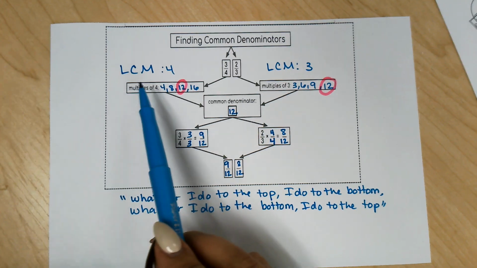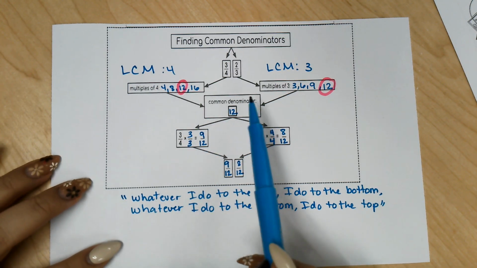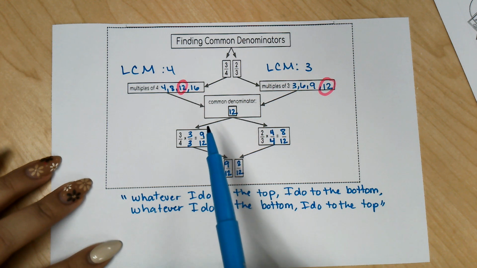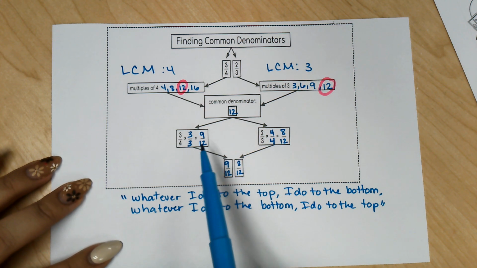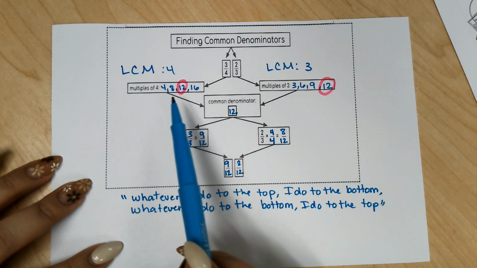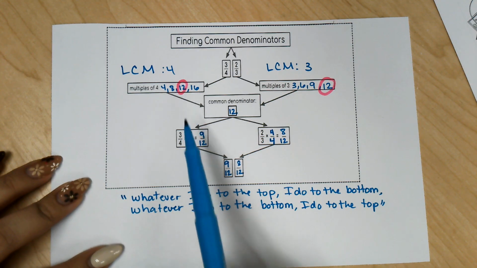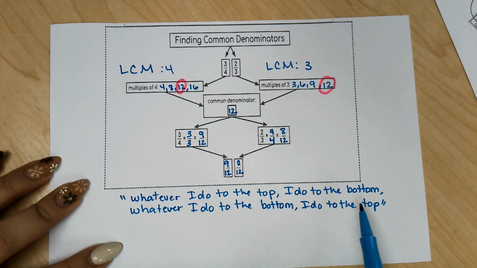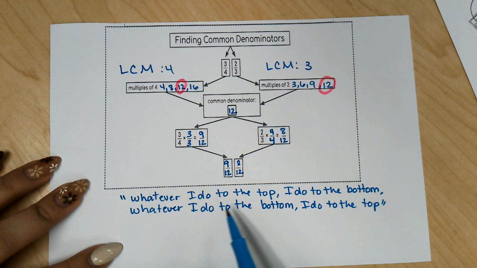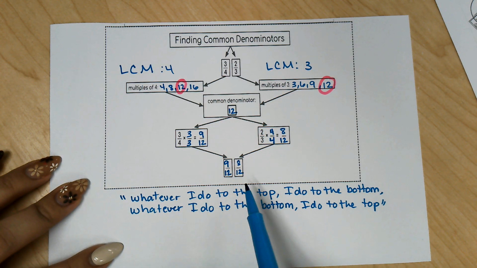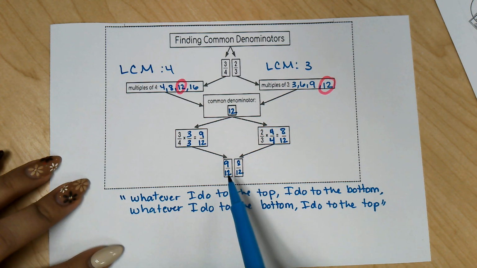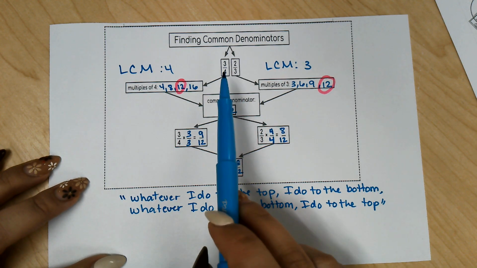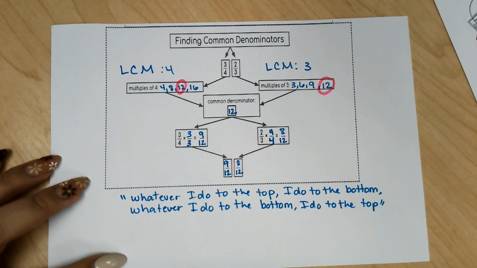Remember, you're going to do your LCM first, find the common denominator between both, then you're going to multiply depending on what your least common multiple says. And whatever you do to the top, you're going to do to the bottom, and vice versa. Whatever you do to the bottom, you're going to do to the top. Okay, and lastly, you'll find your equivalent fractions based on your common denominators.